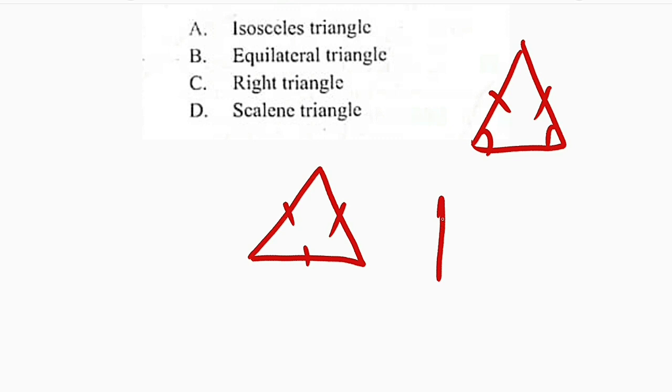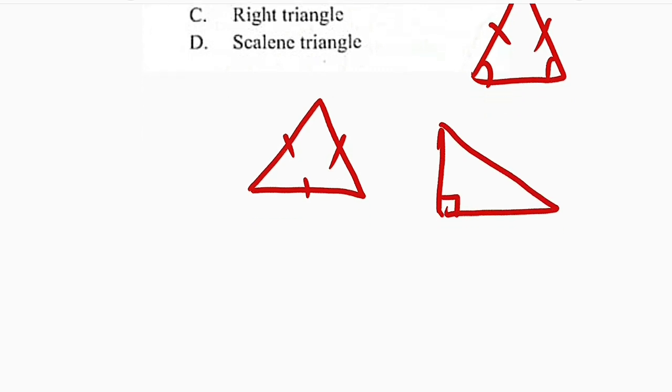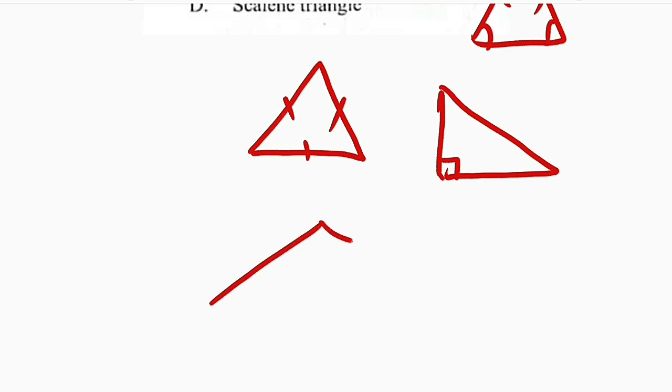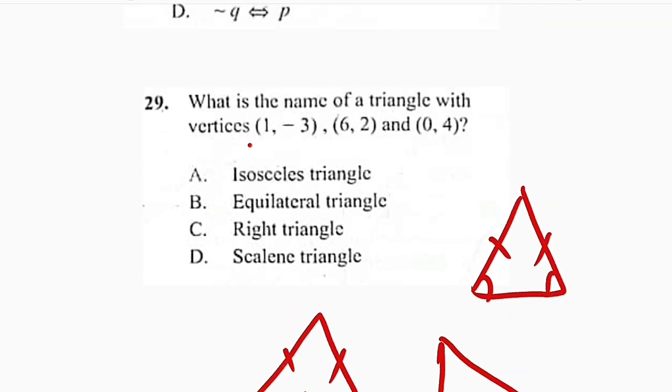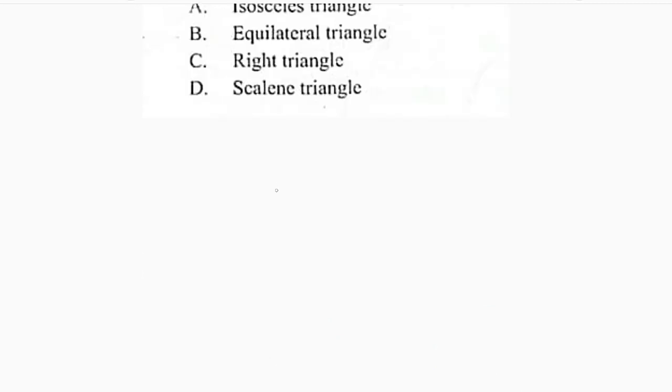We have a right angle triangle, which contains an angle of 90 degrees. And we have scalene, which is something like this. In a scalene triangle, there is nothing that is equal. All the sides are entirely different, and all the angles are entirely different. So let us find out which type of triangle this is by finding the side lengths. First of all, let us sketch it. Suppose we have a triangle like this.